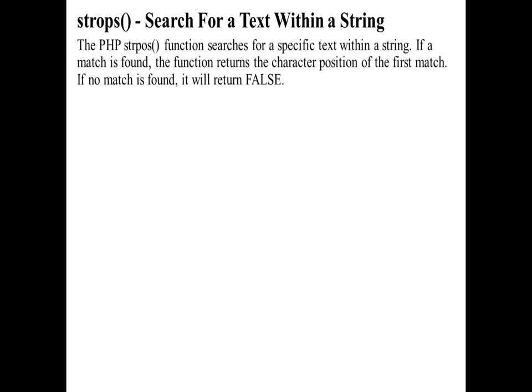Next you have string position, strpos. It is not OPS, just make it POS. It searches for a text within a string, and tells at which position it is found. The PHP strpos function searches for the specific text within a string. If the match is found, it returns the character position of the first match. If the match is not found, it returns false.